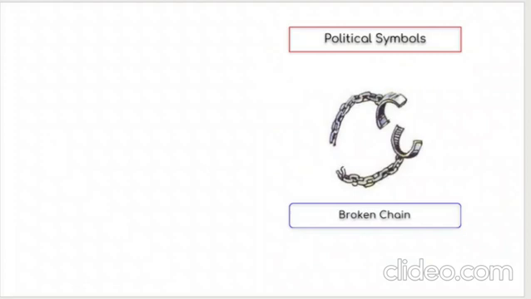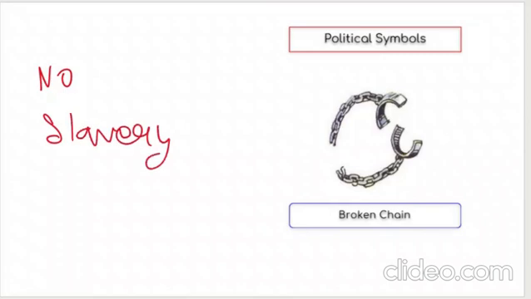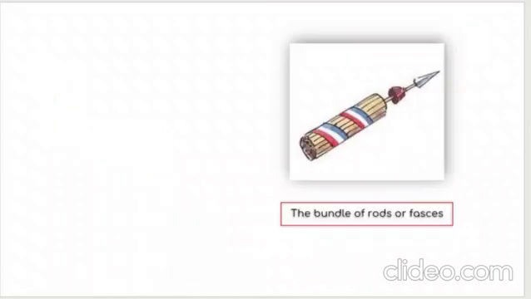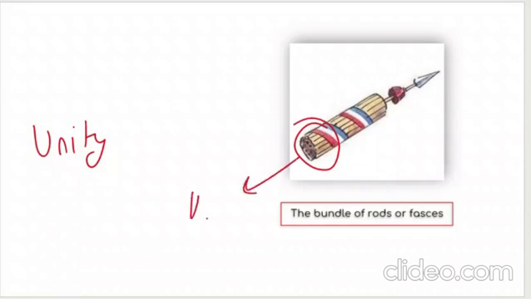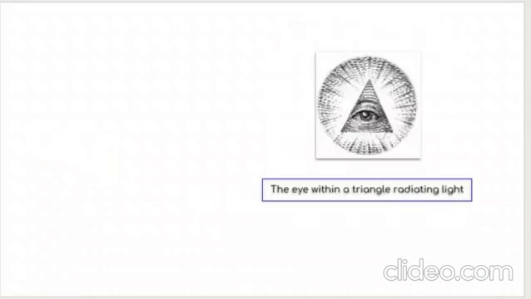Now, what does broken chain mean? I'll write you the meanings also over here. Broken chain means what? Chain represents if you're enslaving someone, right? So, broken chain means no slavery, everyone should be free. Next one was a bundle of rods or fasces. Now what does this mean? One rod can easily be broken, but if we have a bundle of rods, there is unity. So this stood for unity, that no one can break these many rods easily.